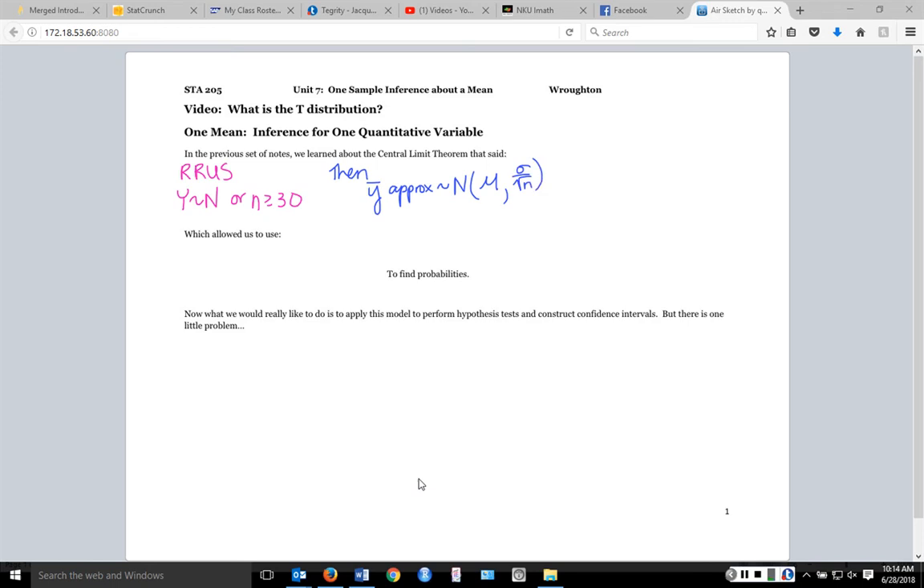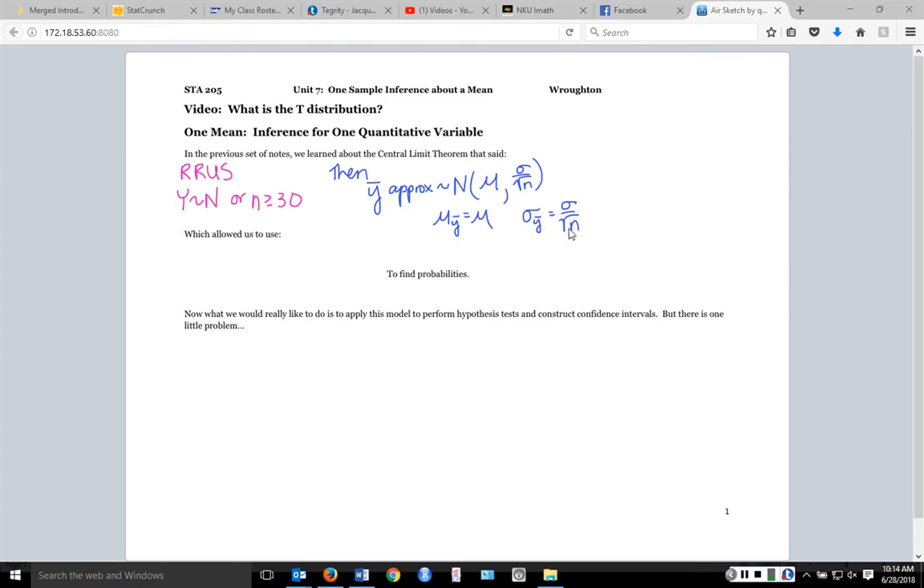Or written slightly differently, mu sub y bar would be our mu, and sigma sub y bar is our sigma over the square root of n. And again, that's just saying the mean of y bar and the standard deviation of y bar.